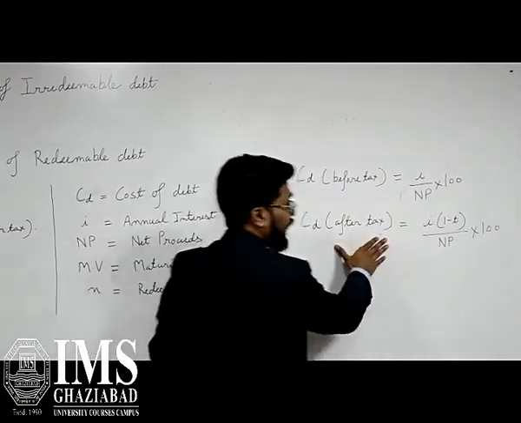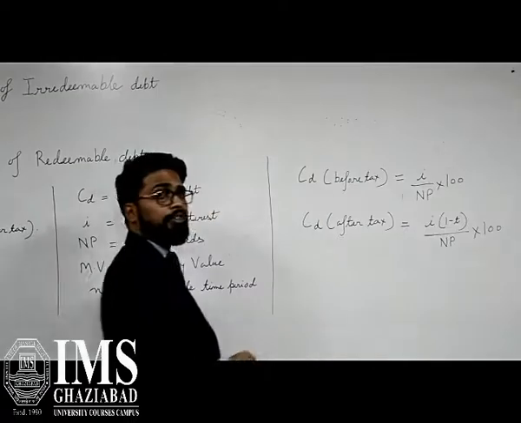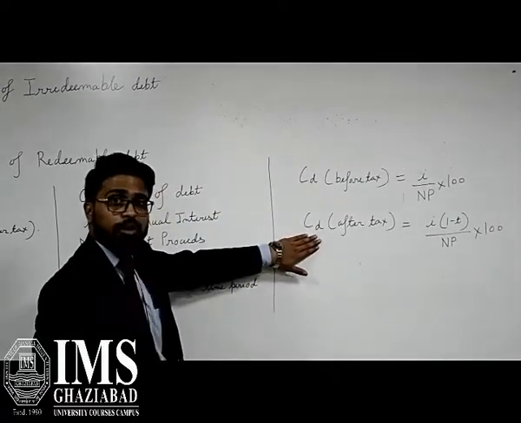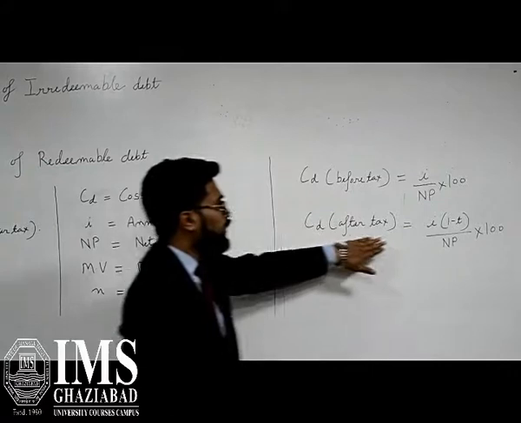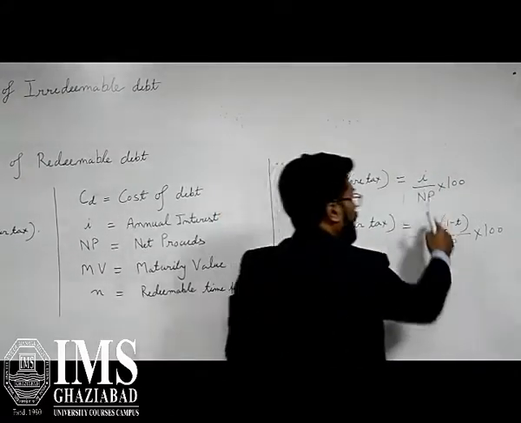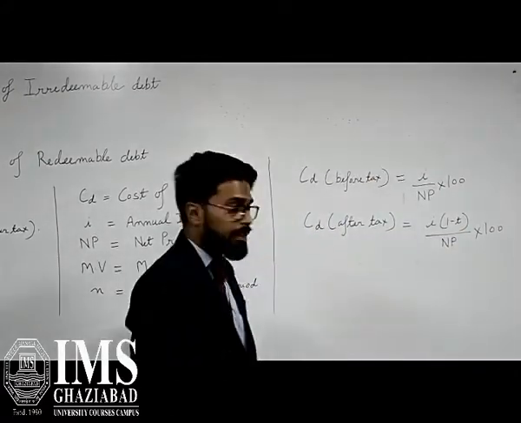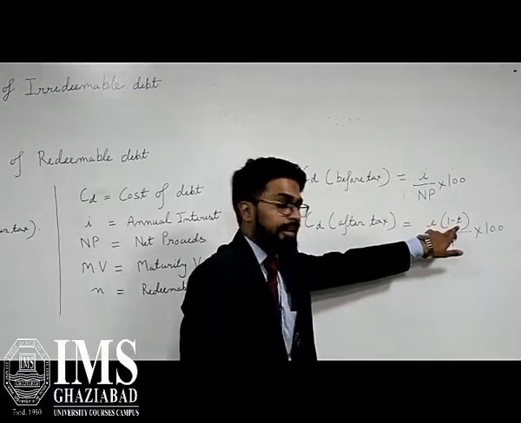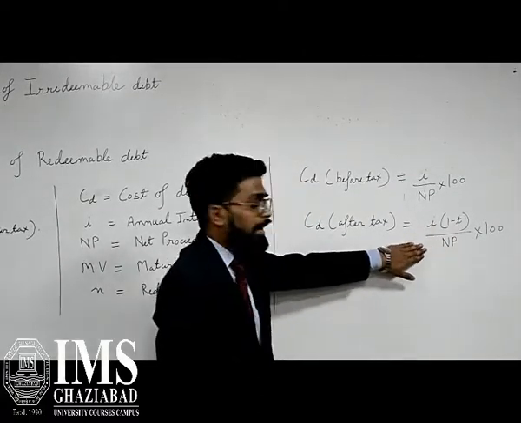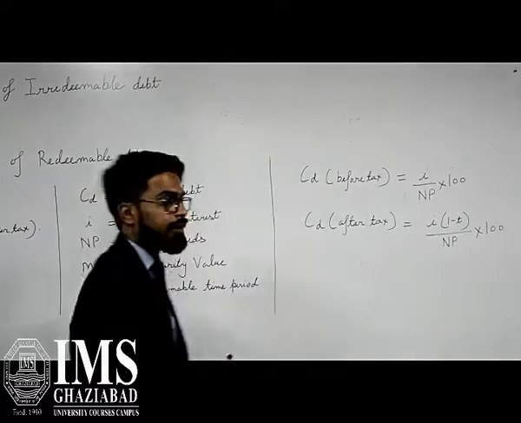If we are calculating cost of debt after tax, we use the formula CD is equal to I multiplied by 1 minus T, divided by NP, into 100. Here T is the tax rate and NP is the net proceeds.